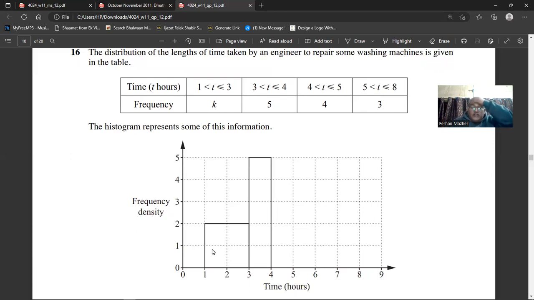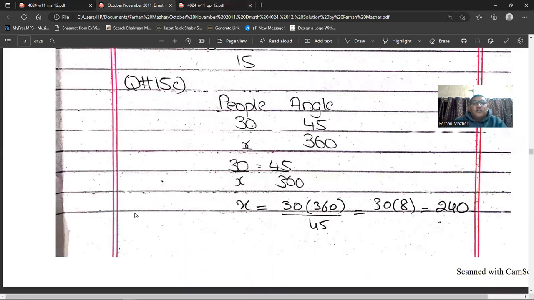So 1 to 3 is the histogram bar here. If you want to find its frequency, which is K, simply find the area of this rectangle. The area of the rectangle on the frequency density graph is equal to the frequency. Its length is 2 and its width is 2. So 2 multiplied by 2 is 4. So the K value will be 4.